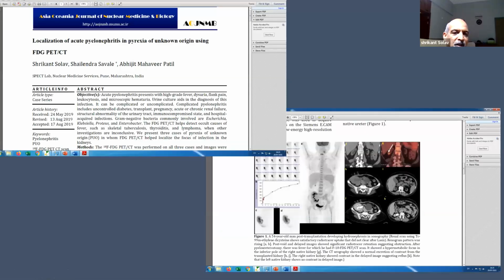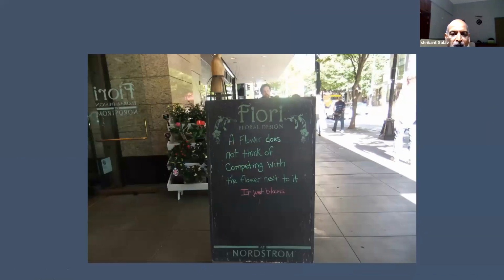And this is a paper in the Asian Journal of Nuclear Medicine on FDG PET in localization of pyelonephritis. And nuclear medicine centers and PET scan centers are now coming up in tier 3, tier 4 cities. And I would like to congratulate the citizens of Solapur that you have a nuclear medicine center, you have PET CT. And this is a beautiful saying which I came across on the streets of Seattle.